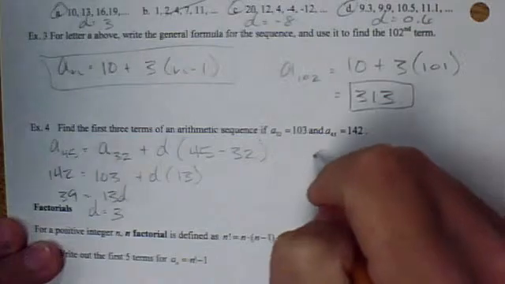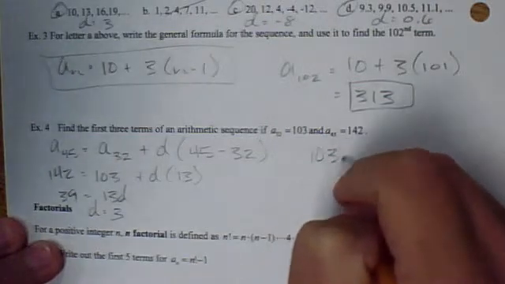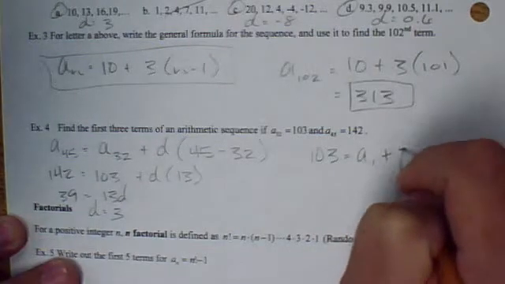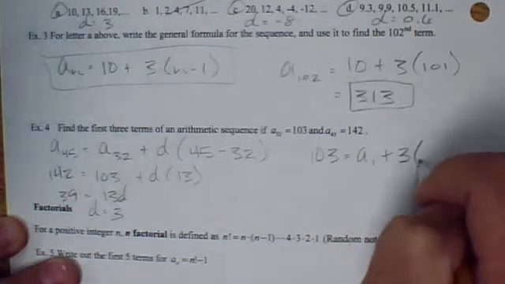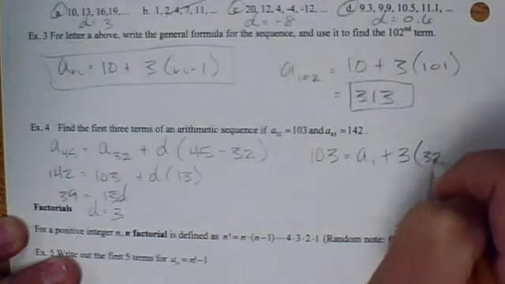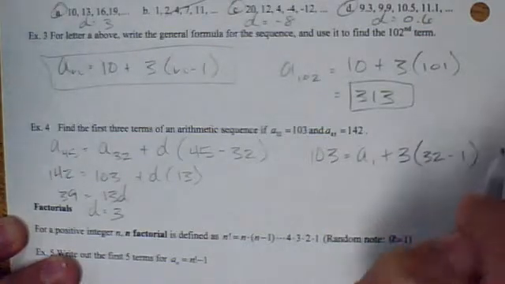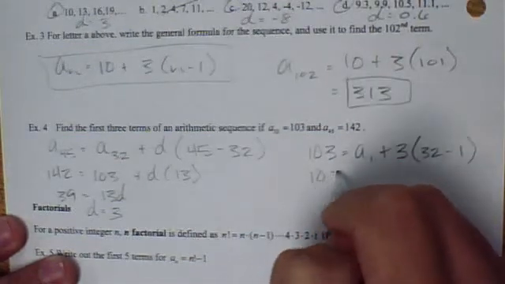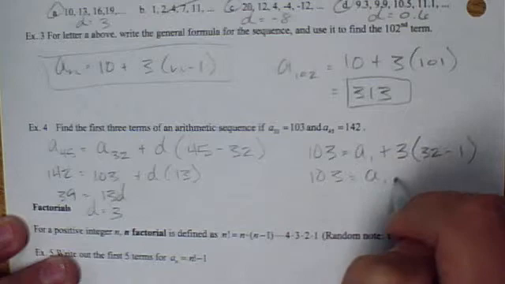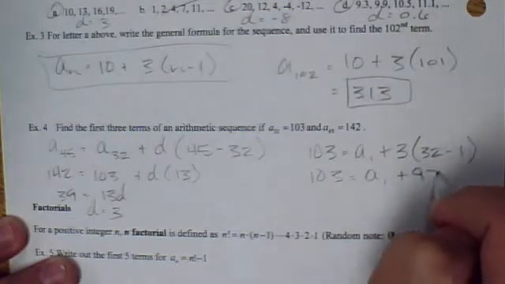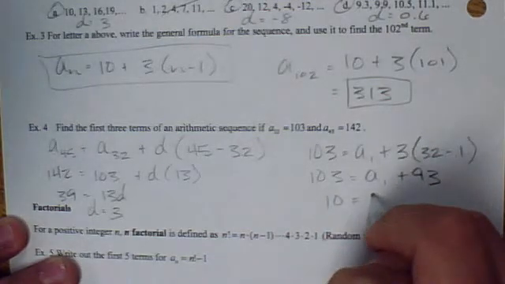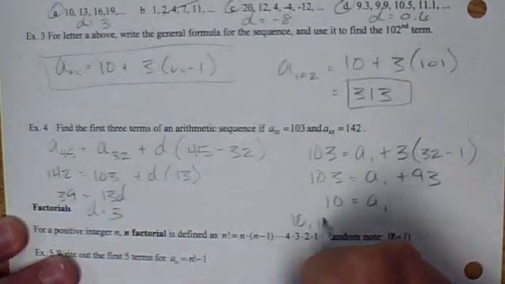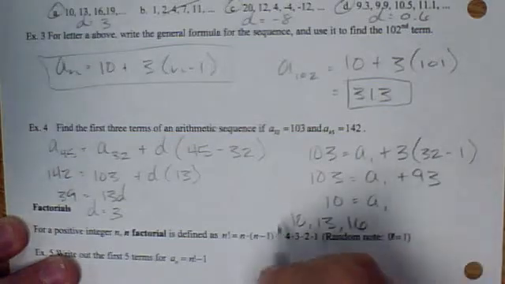We can go back. We can say the 32nd term equals, we don't know what the first term is, but we know our d is 3. And then we can say 32 minus 1, n minus 1. So 31, so we get 93. You subtract that and you get 10. So our first 3 terms would be 10, 13, 16.